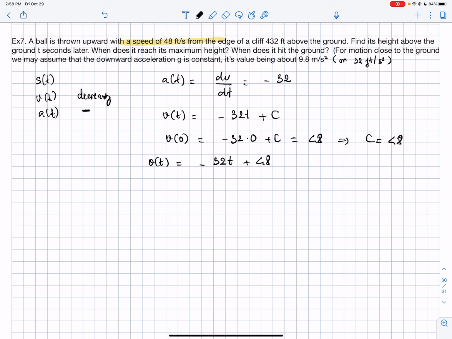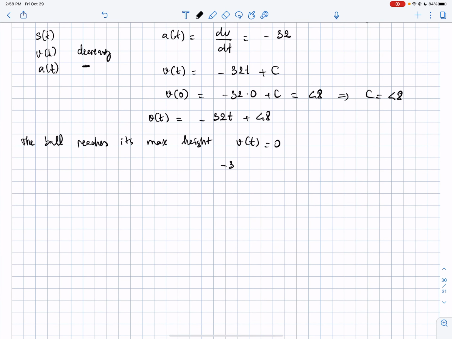When does it reach its maximum height? The ball reaches its maximum height when v of t equals 0. So negative 32t plus 48 equals 0. Solving this equation, we get t equals 1.5 seconds later.